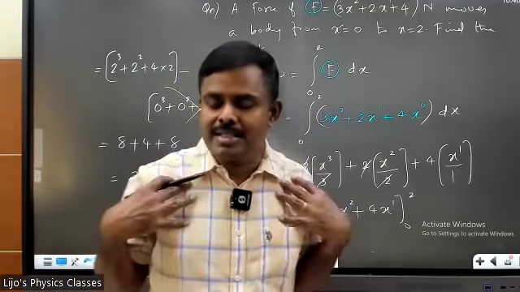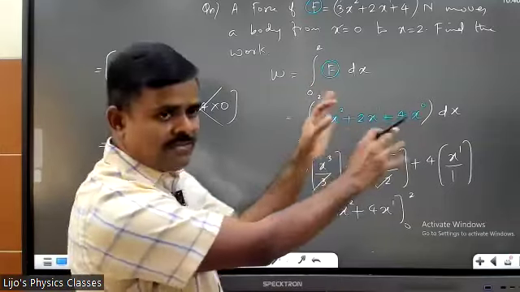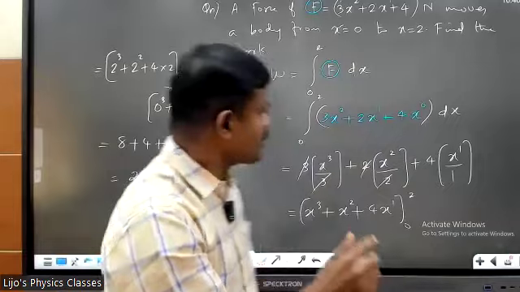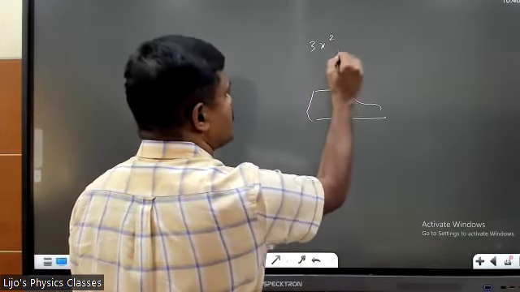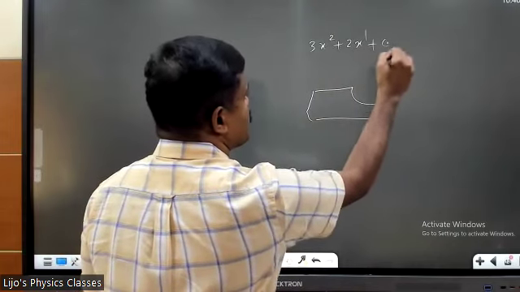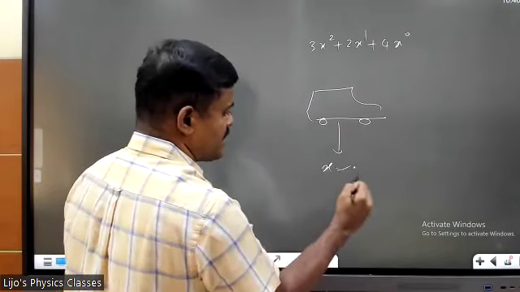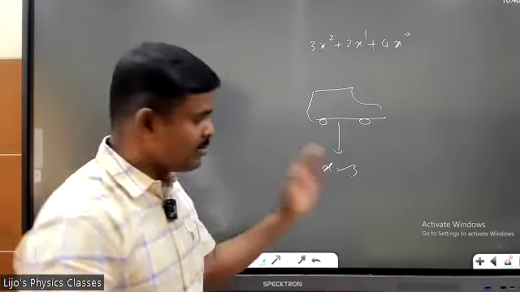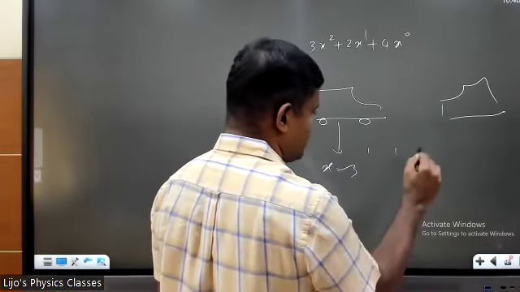For example, let me put this question in a physical condition. I'm just pushing a car. This is a car, and this is the force I'm giving, the same force: 3x square plus 2x raised to 1 plus 4x raised to 0. I'm starting from there. The car was at x equal to 3. I pushed it. Till where? The car went to, this is 3, this is 4, 5, 6, 7.